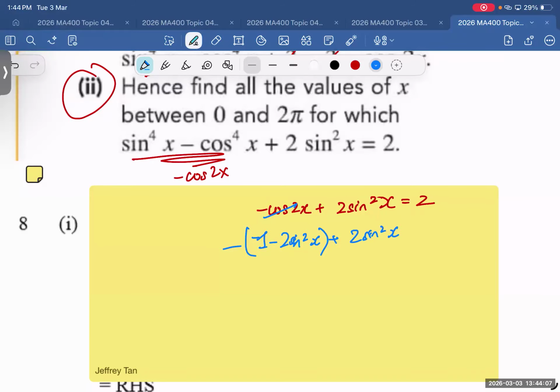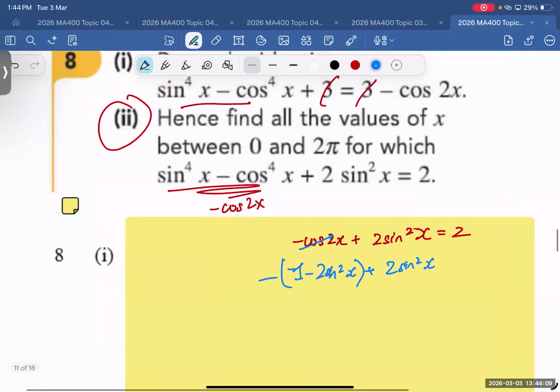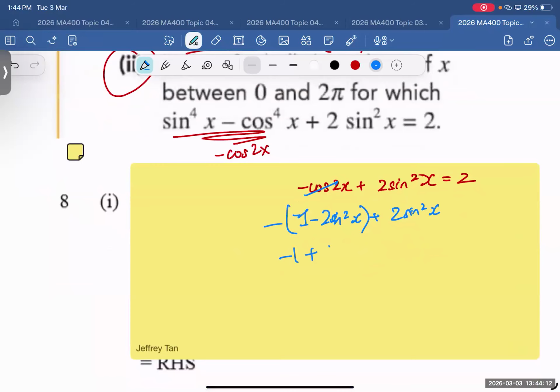Okay, so this is negative 1 plus 2 sine square, plus 2 sine square. Okay? 2. So you have 4 sine square x equals to 3. Sine square x equals to 3 over 4. Okay, from here you solve.